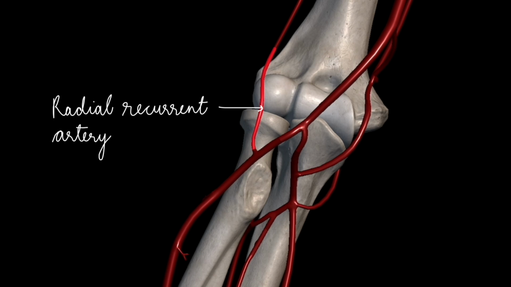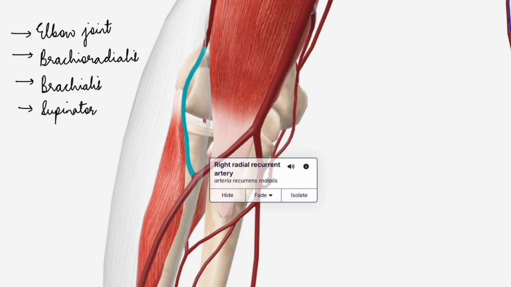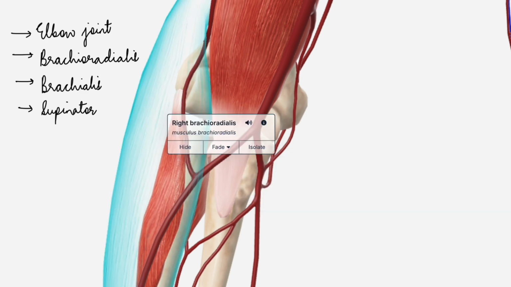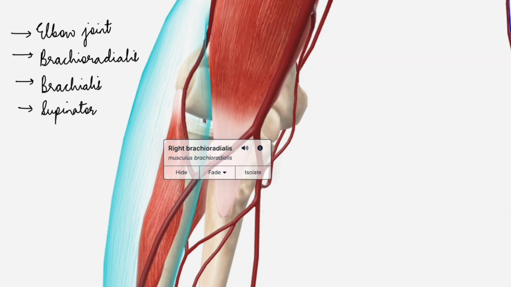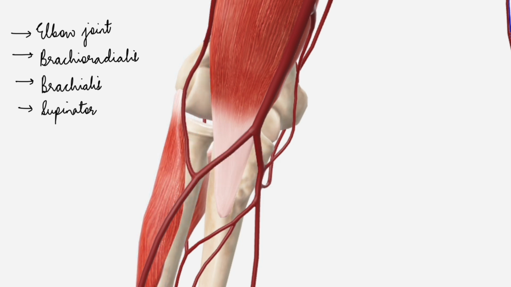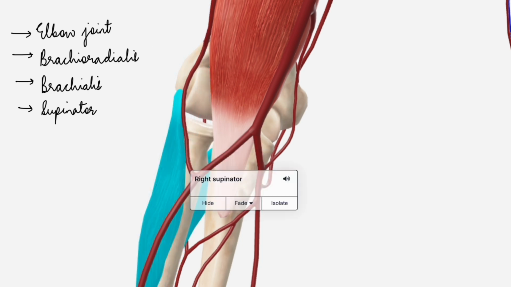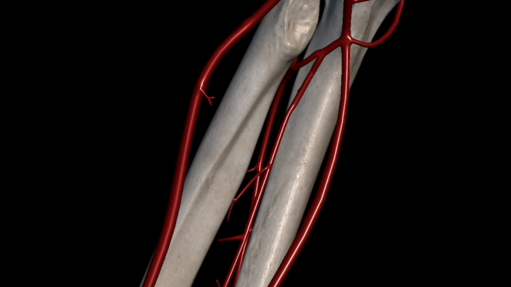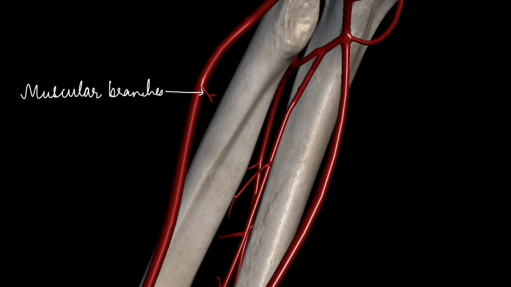Number one is the radial recurrent artery. It originates just below the origin of the radial artery in the upper part of the forearm. This radial recurrent artery supplies the elbow joint and it also supplies three muscles. Number one is the brachioradialis muscle. Then we have the brachialis muscle. And if I hide this brachioradialis, I'll get the supinator muscle. So it also supplies the supinator muscle. Now we also have various muscular branches.